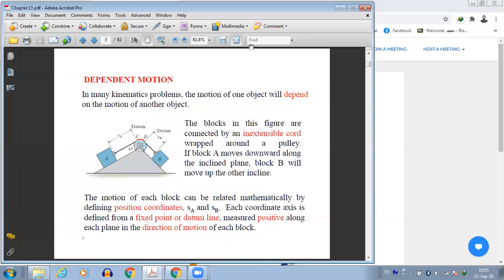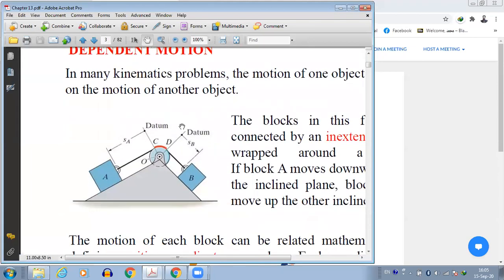Sometimes we have motion like that. For example, you can see here, we have a pulley and a rope is connecting block A and block B together. Now, when you have a rope which is connecting block A and block B together, the motion of the two blocks are interconnected because of the rope. So if you move block A, automatically block B will move as well. If you move block B, automatically block A will move as well. So such kind of motion is known as dependent motion, where one body's motion is dependent over the motion of another body.